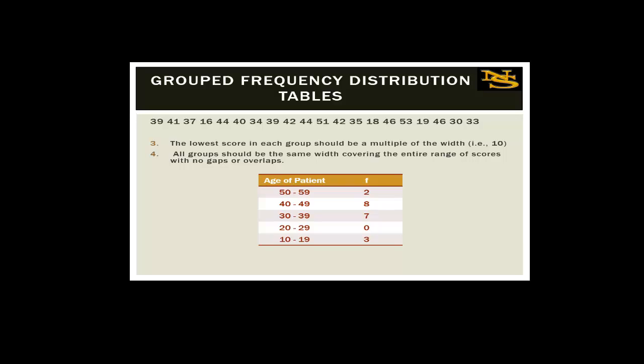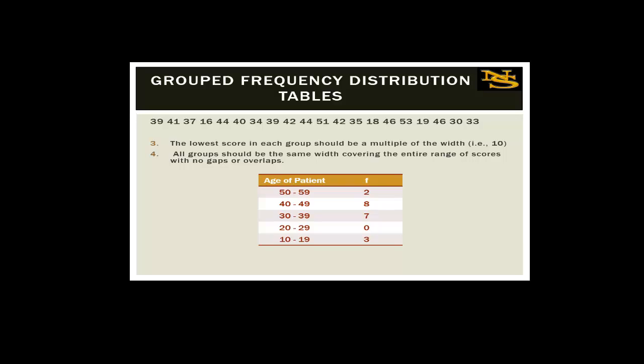But before I get there, I want to point out something about grouped frequency distribution tables. Yes, they are super useful for summarizing data, especially if you have a large range of scores. But there's a problem. You lose information regarding specific values for each score. Especially if you have wider intervals, you're losing even more information.